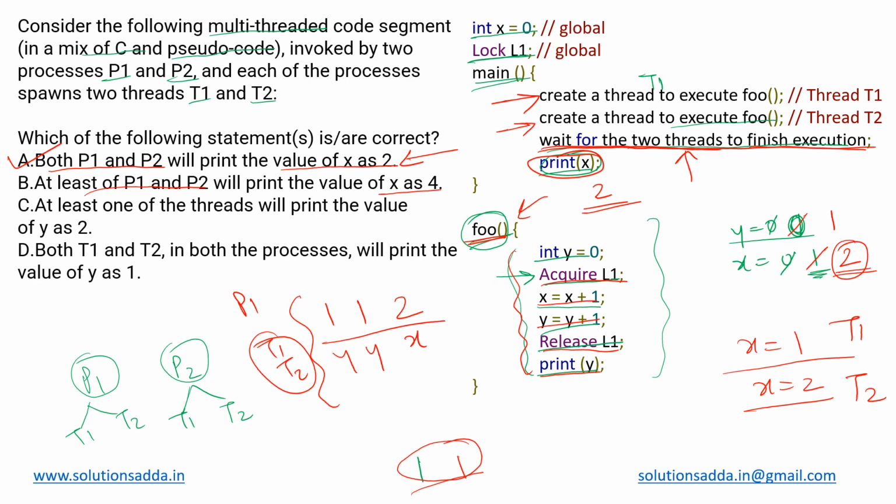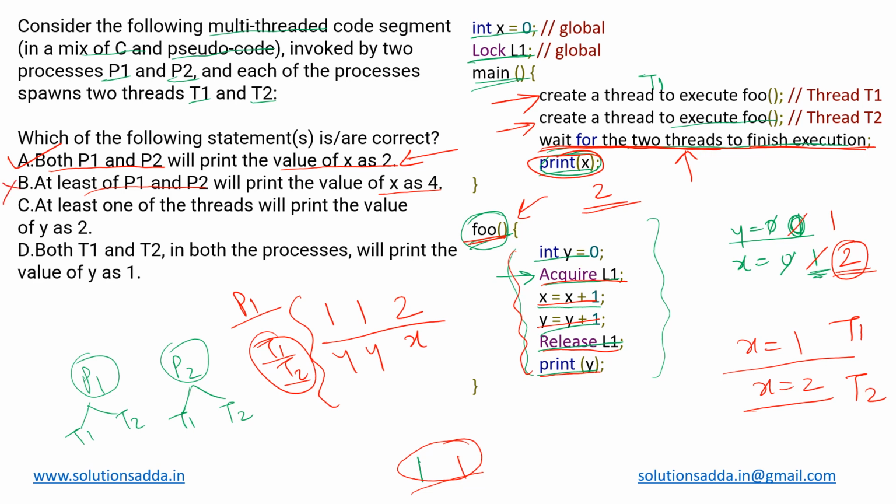Then the next option says at least one of P1 and P2 will print the value of X as 4. X will not become 4 as we saw. For both the processes, we begin with X equal to 0 and its two threads will make it 1 and 2. So the final value of X printed is 2 itself, not 4.